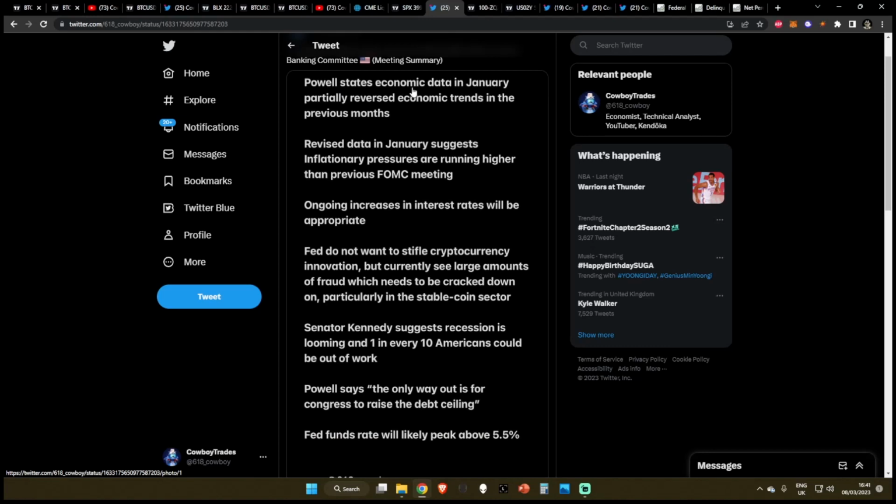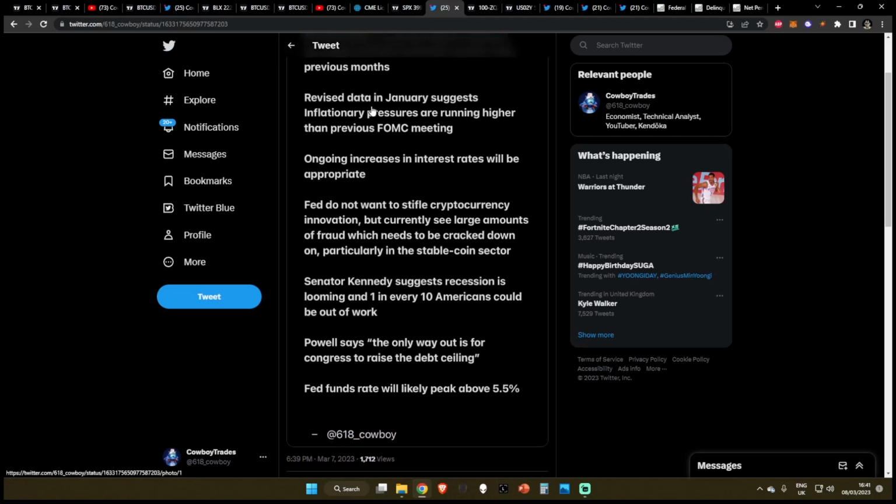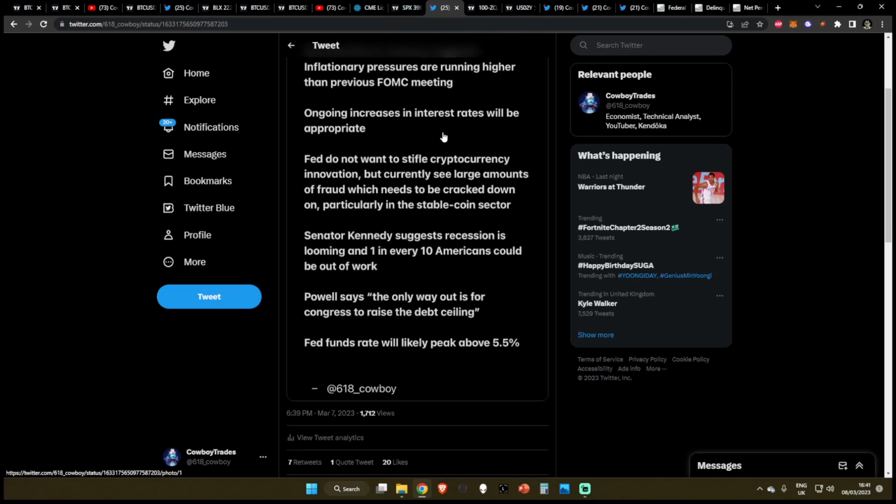Powell basically stated that economic data in January partially reversed economic trends from the previous month, meaning they thought inflation was coming down, but then some economic data, especially not just inflation, but I'm generalizing outside of inflation as well, is showing us that the trend may be reversing back to the upside again. He said that revised data in January suggests that inflationary pressures are running higher than at their previous FOMC meeting.